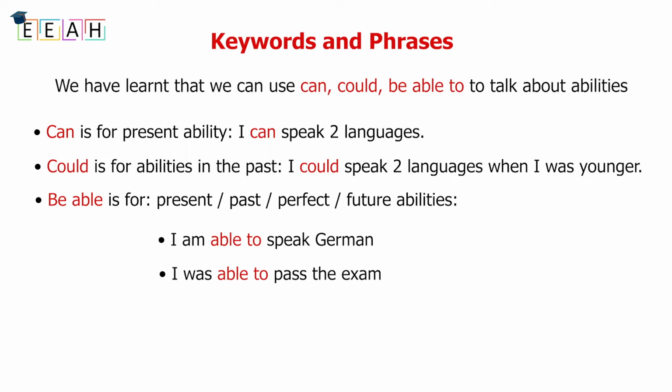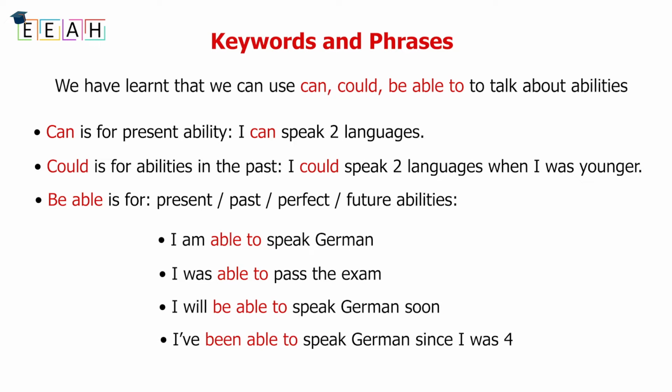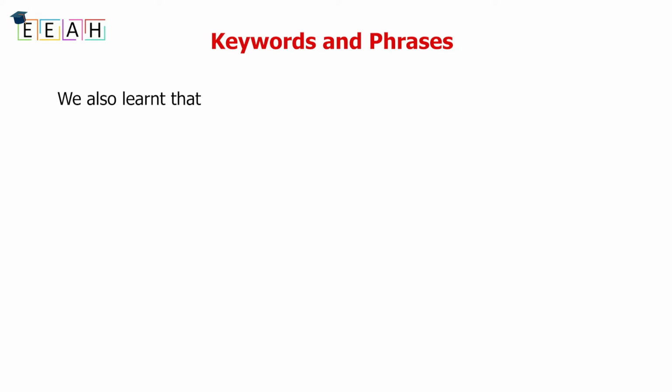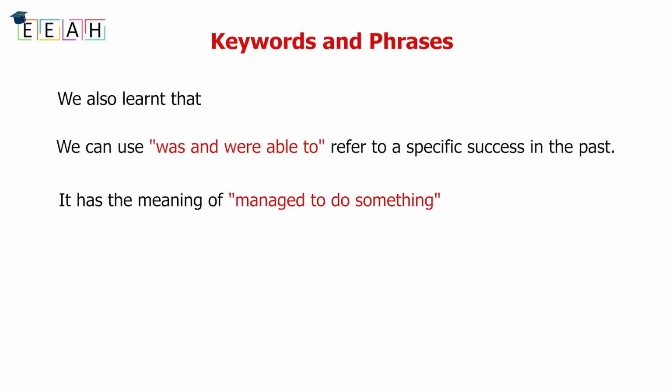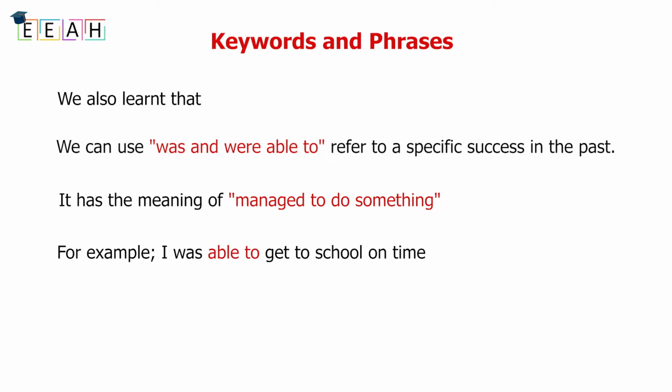I was able to pass the exam. I will be able to speak German soon. I've been able to speak German since I was 4. We also learned that was and were able to refer to a specific success in the past. They have the meaning of managed to do something. For example, I was able to get to school on time, which means I managed to get to school on time.